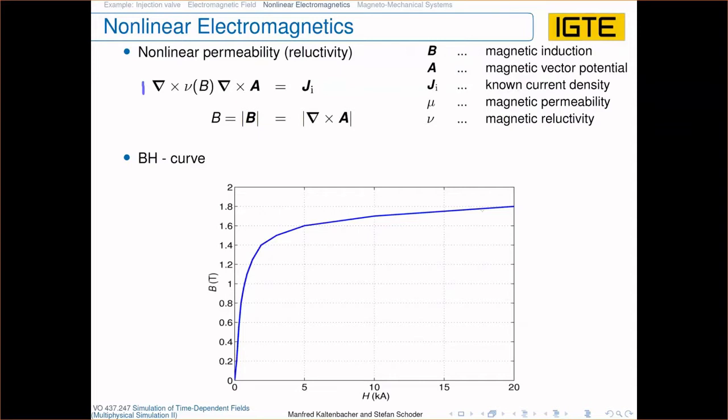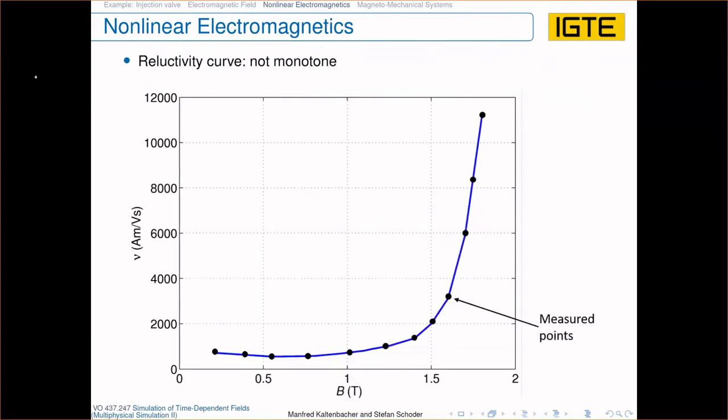Since we have written our partial differential equation with nu, let's look at our nonlinear reluctivity curve, which is shown here. What is also shown here are individual points within the curve, and these are the so-called measurement points. So we do measurements, we measure B as well as H, can compute nu, the reluctivity or permeability, and the individual points are connected by lines.